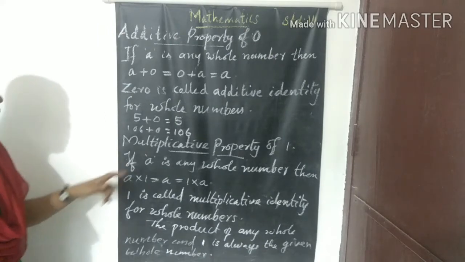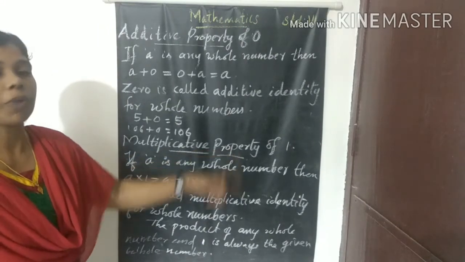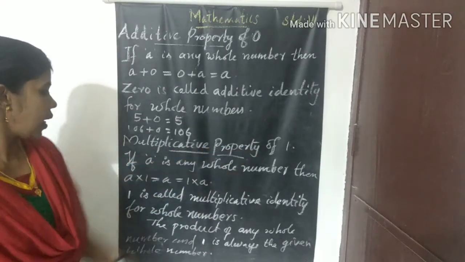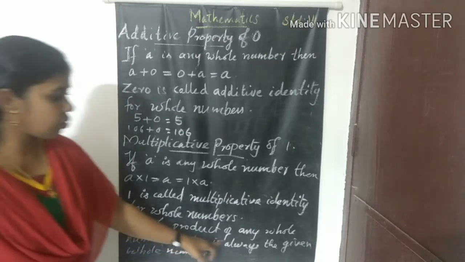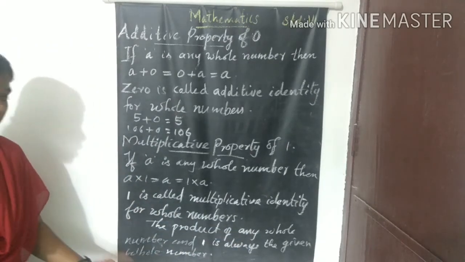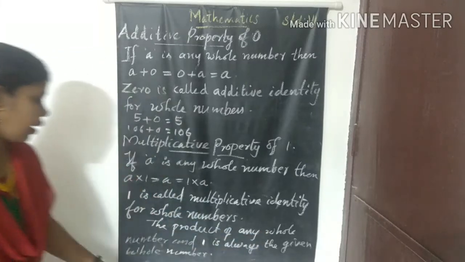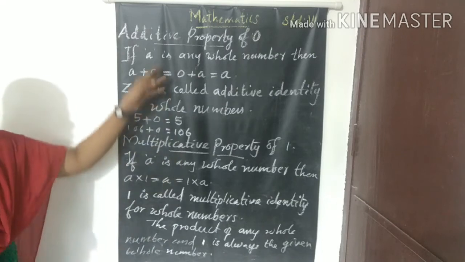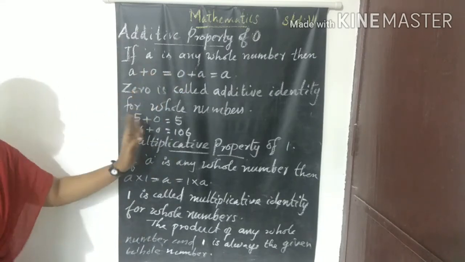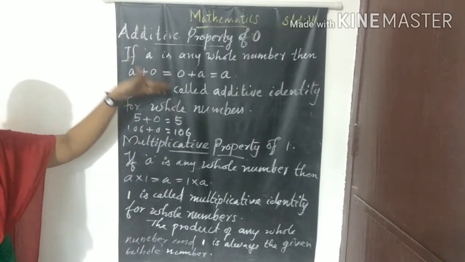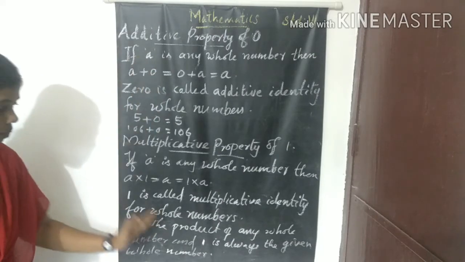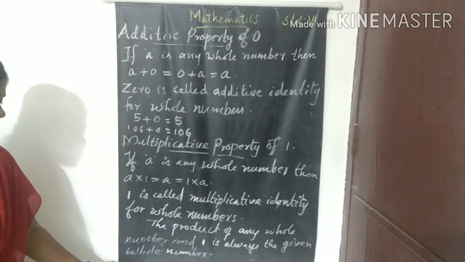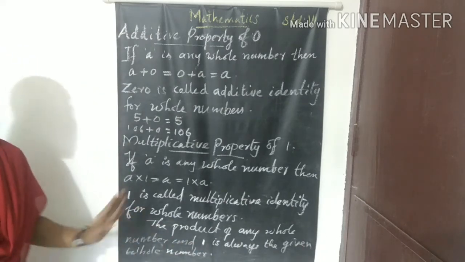Okay, then the next property, the multiplicative property of 1. Here the product of any whole number and 1 is always the given whole number. Here the product of any whole number and 1 always gives what? The same, that is the given whole number.